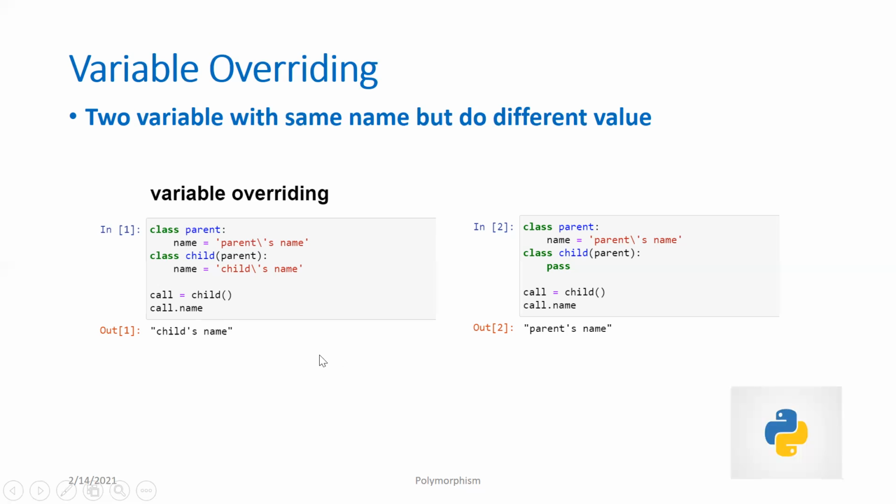So that's it. That means in the previous example, name has been overridden by its child class. That means the updated value will be the child class value.